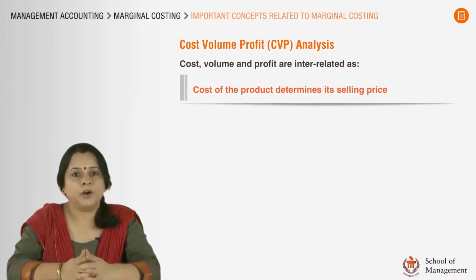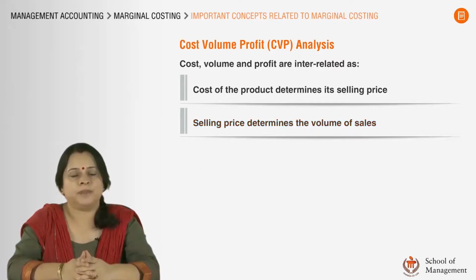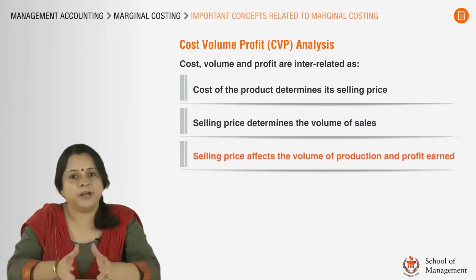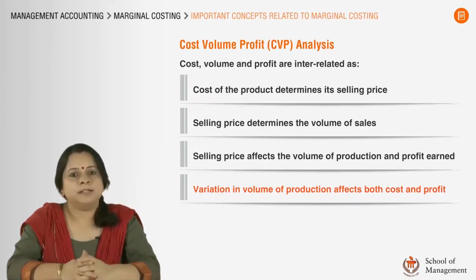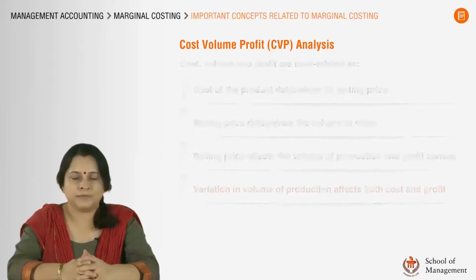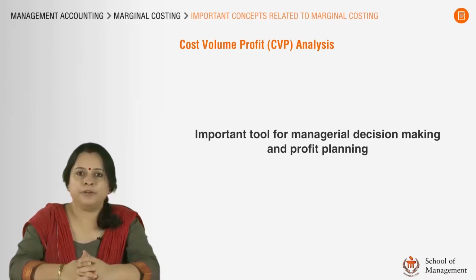How so? The cost of a product determines its selling price. The selling price in turn determines the volume of sales, or the number of units that can be sold by a company. It also affects the volume of production and the profit earned by the firm. So, variations in volume of production affect both cost and profit of the firm. CVP analysis therefore helps us understand how costs and profits vary in relation to changes in volume of production. Hence, it is an important tool for managerial decision making and profit planning.